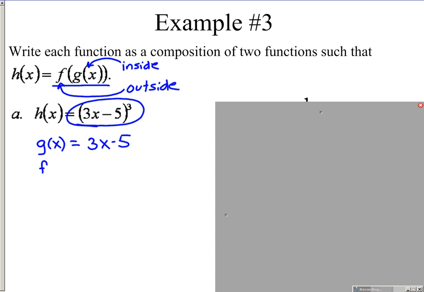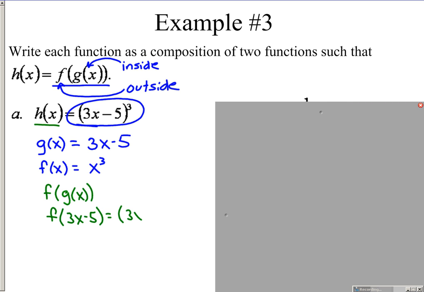Our outside function, f of x, is what we do last. Well, what do we do last? We cube whatever value we get. So that becomes our two functions. Once you identify these, you should be easily able to compose these and show that you do indeed get this function h of x. So let's find f of g of x. That's f of 3x minus 5. So now if I put 3x minus 5 into our f function, we get 3x minus 5 cubed, which is our composition h of x.